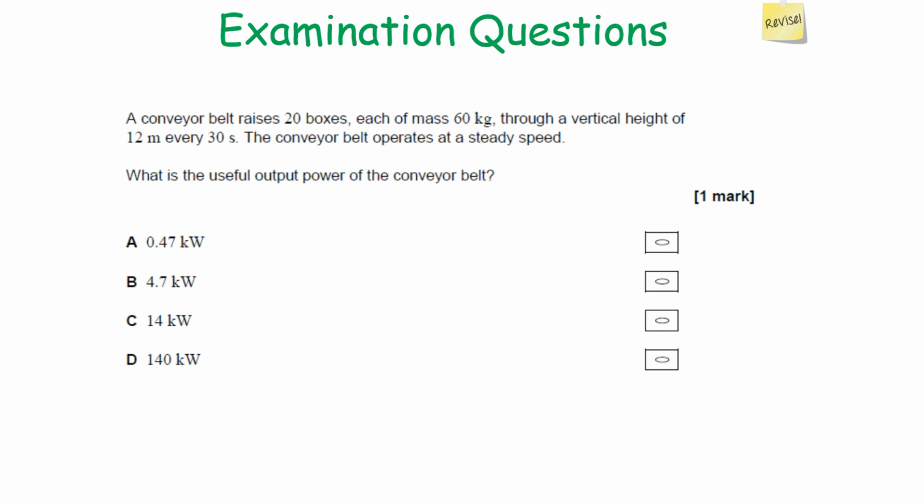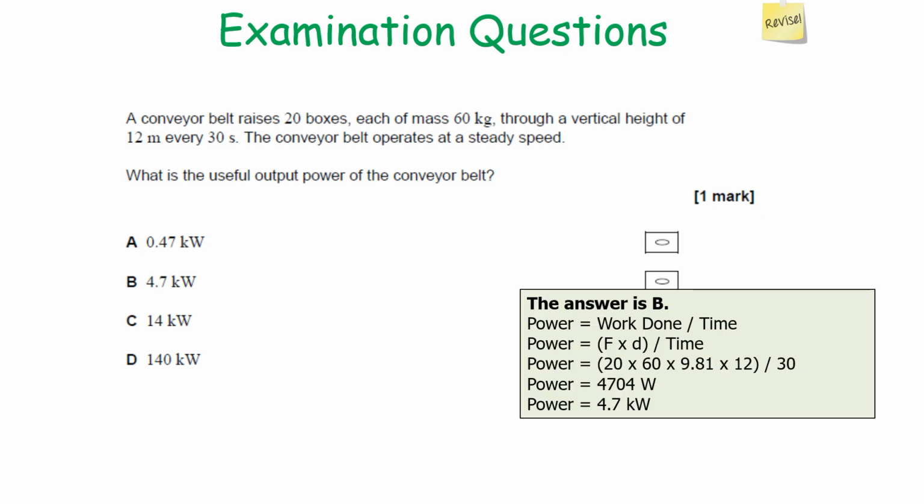Right, so the answer for this one is B, because we know power is work done over time. Now work done is the force times by the displacement in the direction of the force. So you can say power is force times by distance over time. Now the first thing you've got to note in this question is you're given the mass in kilograms. So because it's moving a vertical height, therefore the force is going to be the weight of the object. So you do 60 times by 9.81.